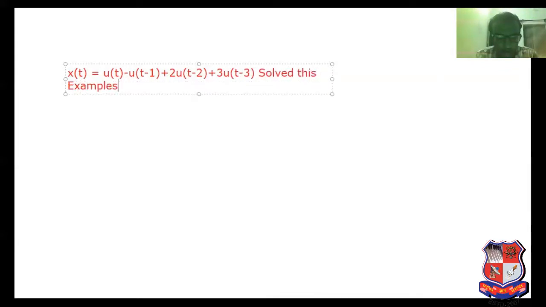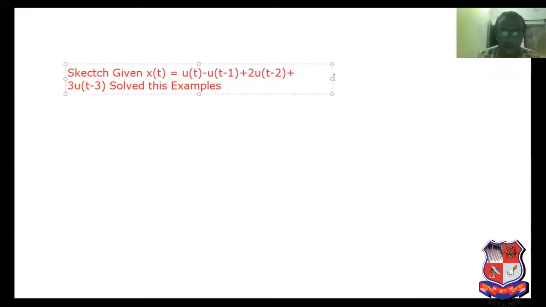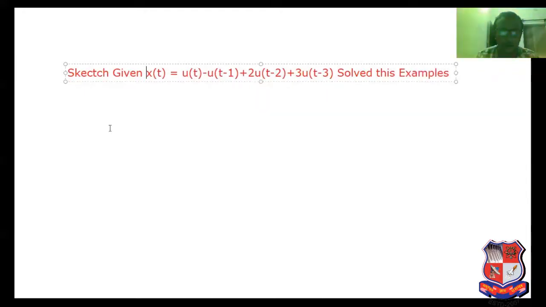This is the question. Given the x of t signal, solve this example. Now we have to sketch the different graphs. We can use different markers also, so you have to be able to understand. See this, this is known as t.